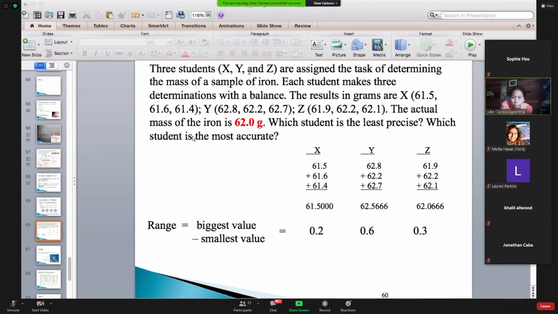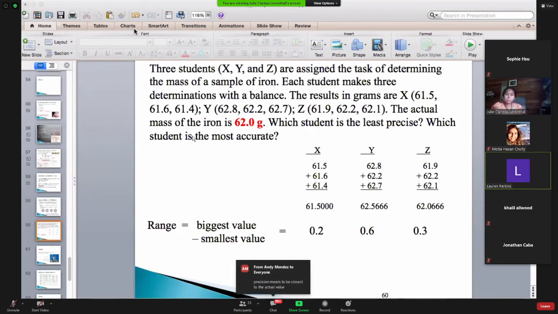Where are my participants raising their hand? Lauren, you raised your hand. So why would it be least precise? Because it's not exactly 62 grams, right? Okay. I just feel like precise would be more like an exact, and accurate would be just something that's close to it, closest to the actual value. Very good.